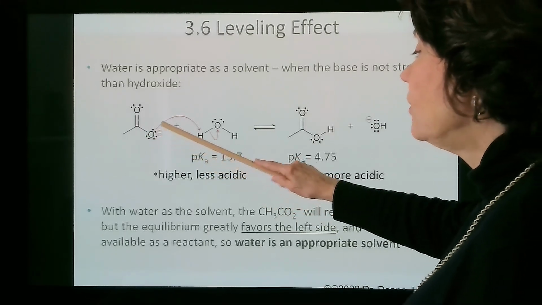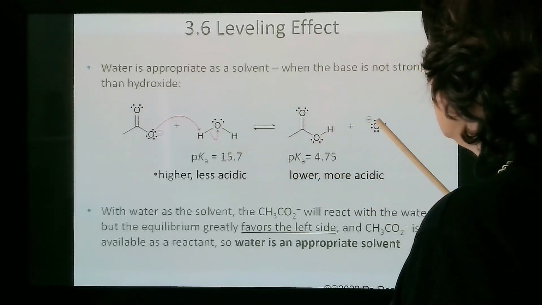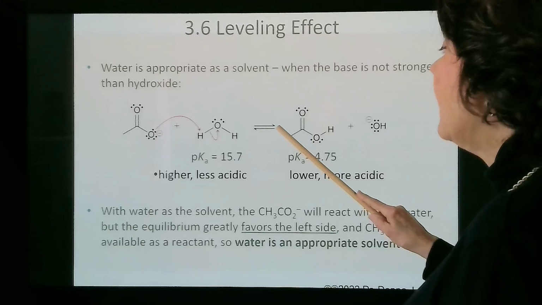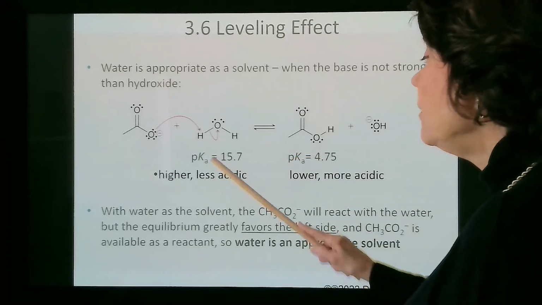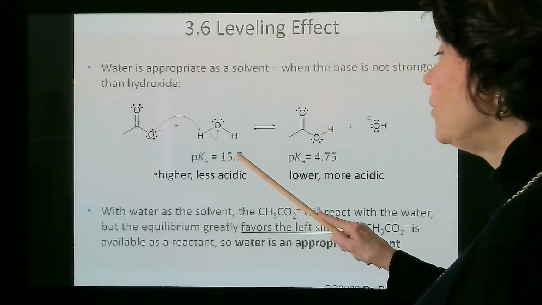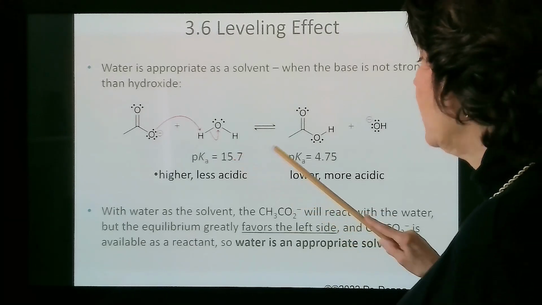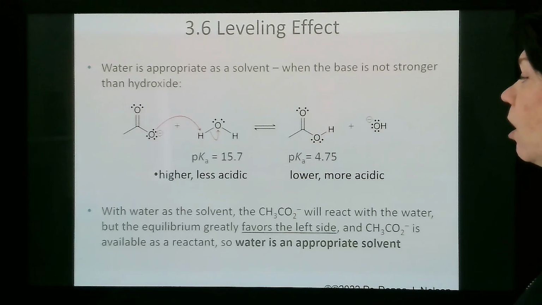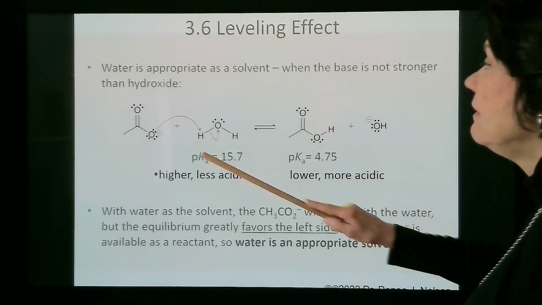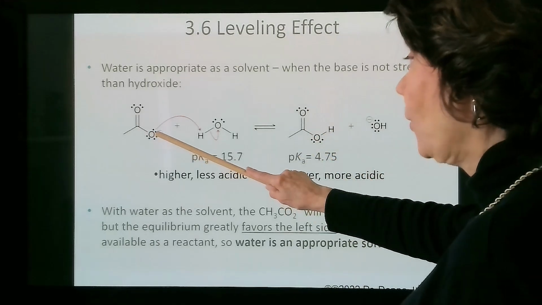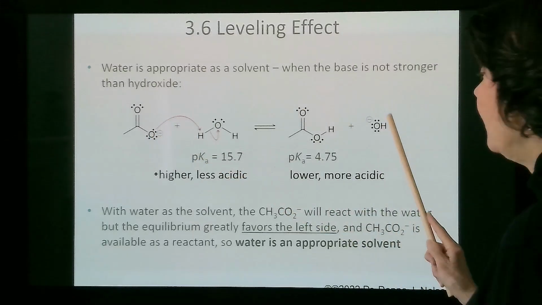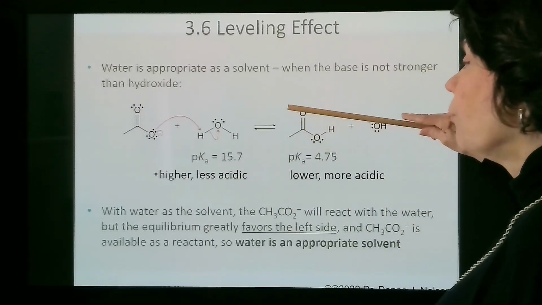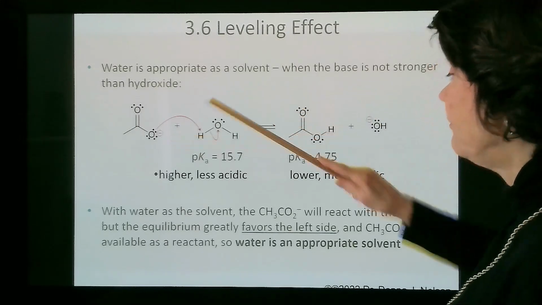Okay, so here you can see that this is going to deprotonate water and give these products. And so this is an equilibrium. The pKa here is 15.7. The pKa over here is 4.75. This is obviously a much stronger acid. This is going to be a weaker base. This base is weaker than hydroxide. So this should be okay. That means that the reaction will lie to the left.